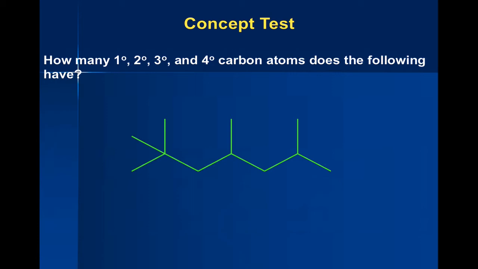How many primaries do I have? I have 6. 1, 2, 3, 4, 5, 6. How many secondaries? 2. How many tertiaries? I've got 2. I've got one here. I've got one here. And how many quaternaries do I have? 1. Notice I have different types of carbons within a single molecule. However, all of those carbons are sp3 hybridized. It is a true alkane. It is a pure hydrocarbon.